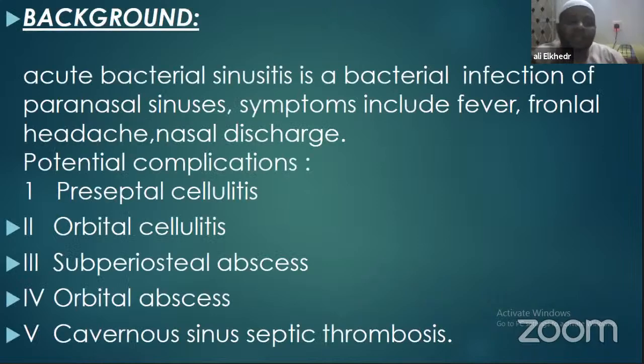The background idea or the problem statement of this research paper was as follows. Acute bacterial sinusitis is a bacterial infection of paranasal sinuses. Symptoms include fever, headache, and nasal discharge. Potential complications: preseptal cellulitis, orbital cellulitis, subperiosteal abscess, orbital abscess, and cavernous sinus septic thrombosis. So this is a background.